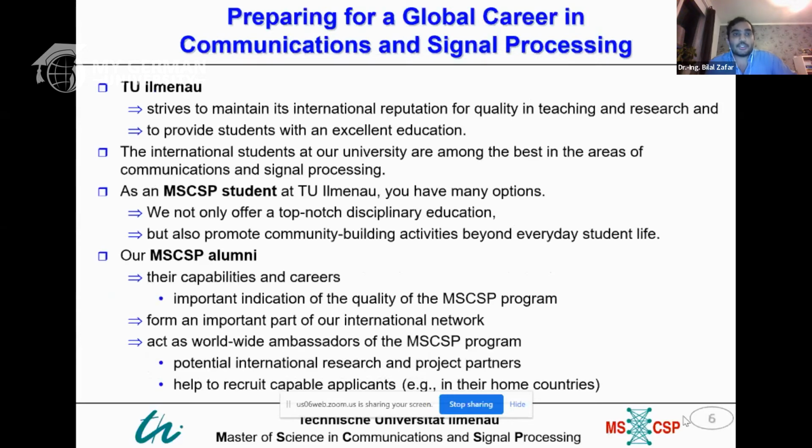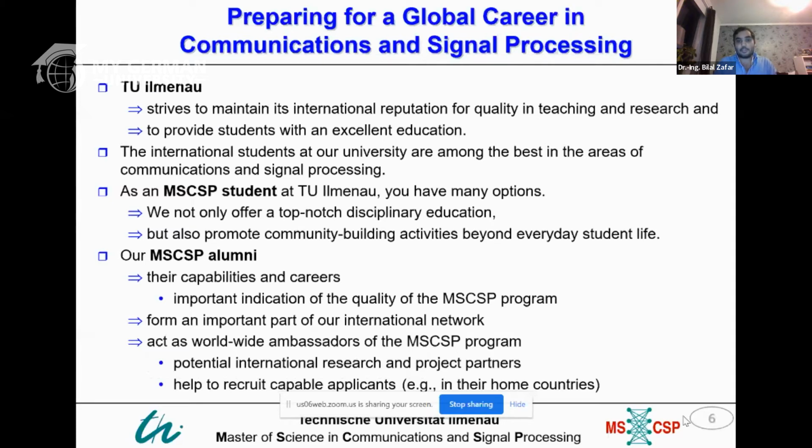A little bit about our university. It's one of the 17 TUs, but it's a relatively smaller TU in a relatively smaller town. But that also gives you sort of a homely feeling. So the students are a very nice, closely knit community along with the people of the town.